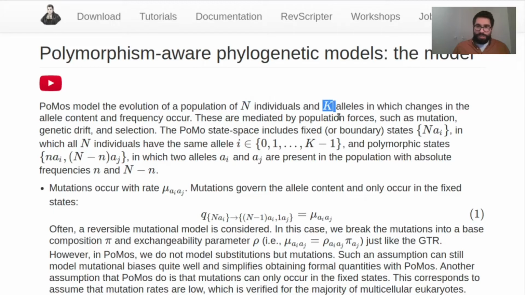With these two quantities, we can define essentially two types of states: the fixed or the boundary states, in which all the individuals in the population have the same allele, AI, it can be A0 to AK minus 1, and essentially this represents a homogeneous state. But we can also have polymorphic states, in which some individuals in the population may have one allele and some others may have a different allele. And of course, over time, we can jump from one type of state to another type of state.